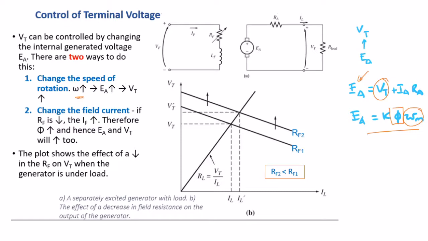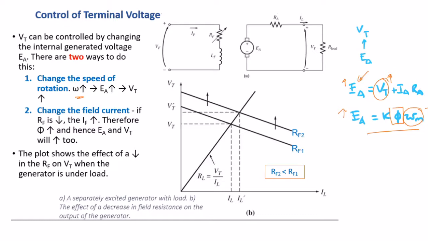So for the first method, changing the speed, if you look at the left hand side here, if we increase omega M, then EA will increase, following the second equation. So if you increase omega M, the EA will be increased, and therefore VT will be increased as well. So if you increase the speed, VT will be increased. Obviously, it's vice versa. If you reduce the speed, then your VT will be reduced as well.